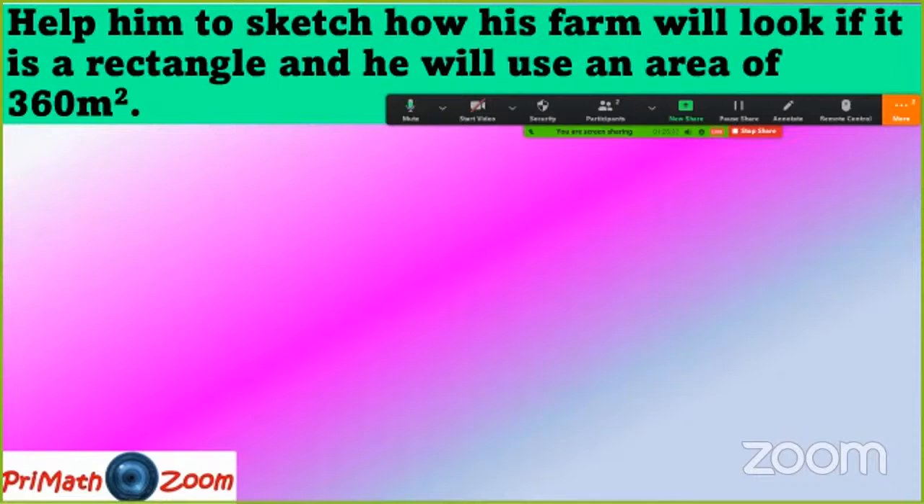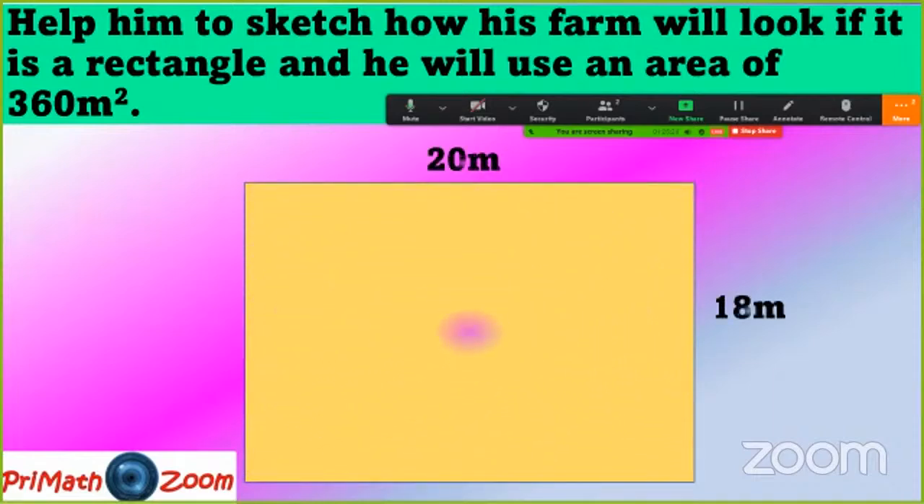All right, so remember when you're drawing shapes, you use your rulers. Even though I'm not seeing what's happening in your book, I want you to still use your ruler to ensure that you have neat drawings. Go ahead and draw your rectangle with the dimensions that you have. I'm going to show you mine. I use 20 meters multiplied by 18 meters, so I have 20 meters for my width and 18 meters for my length.